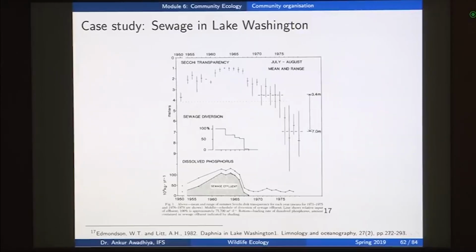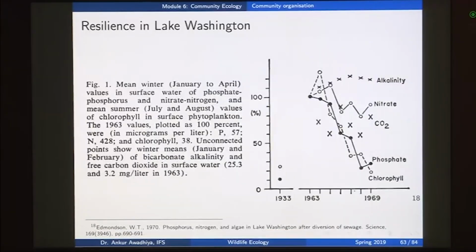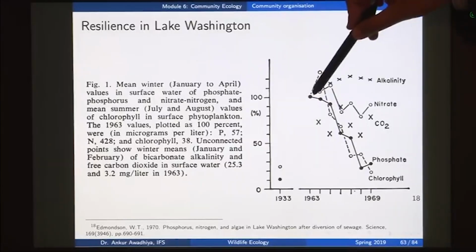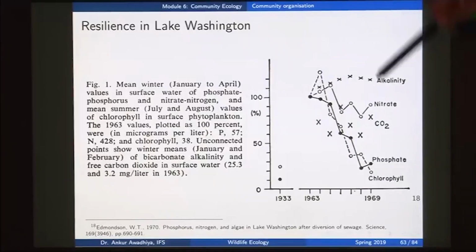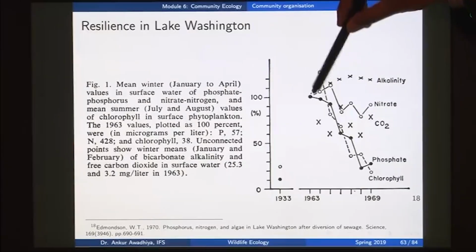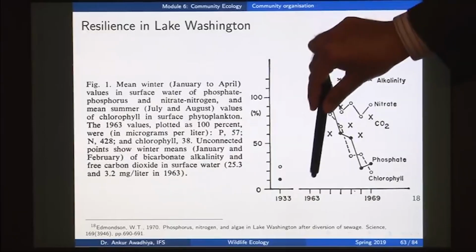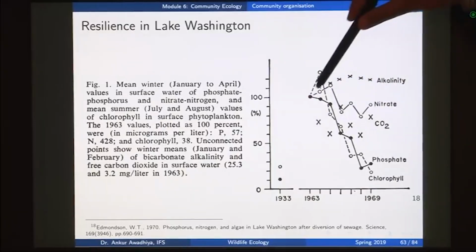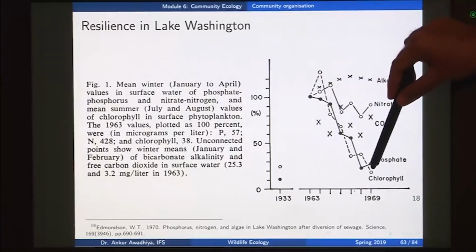So this lake was studied for a very long period of time, and we see here that this is the point where you have the 100% level, which is the point where you started reducing the amount of sewage. Now, in a very short period, from this point 1963 to 69, the level of phosphorus has dropped considerably.